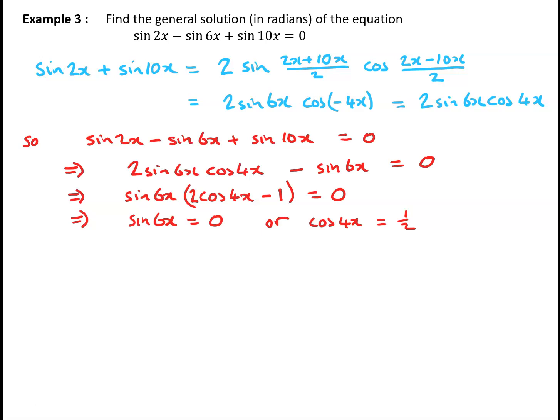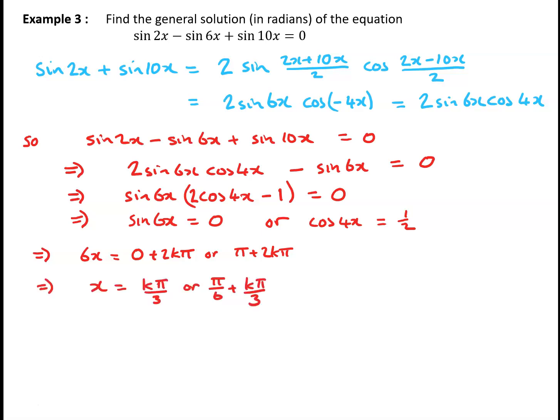Sine 6x equals 0. Well, I know that 0 is the sine of 0, so I've got basically there sine 6x equals sine 0. So that tells me that I've got 6x is either 0 plus 2k pi or pi minus 0 plus 2k pi. In other words, that's telling me that I've got x is k pi by 3 or pi by 6 plus k pi by 3.